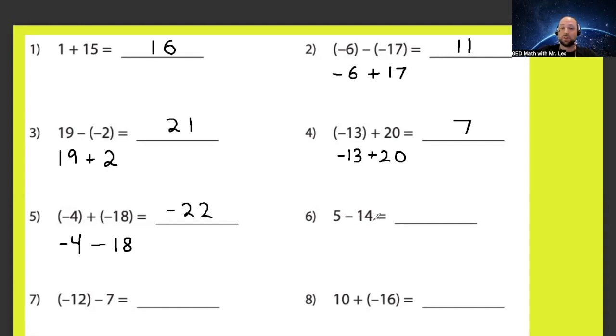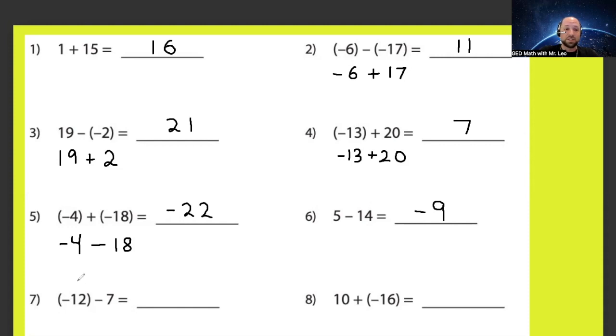Moving on over here, number 6, 5 minus 14. There's nothing to simplify here. Now, do these numbers have the same sign or different signs? Well, remember, the 5 has an invisible plus in front of it. It's positive. So we have a positive and a negative. Those are different signs. So we're going to subtract to find the difference. 14 take away 5 leaves you with 9 left over. We're going to keep the sign of the larger number. That's -9. Okay, down here we have 2 numbers.